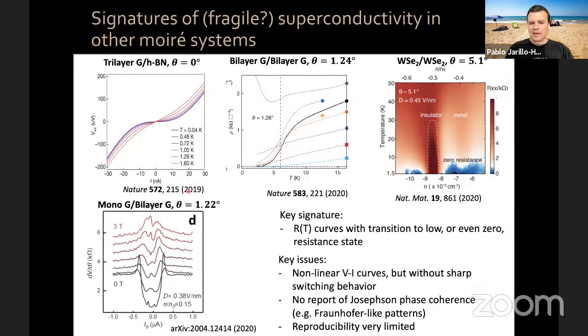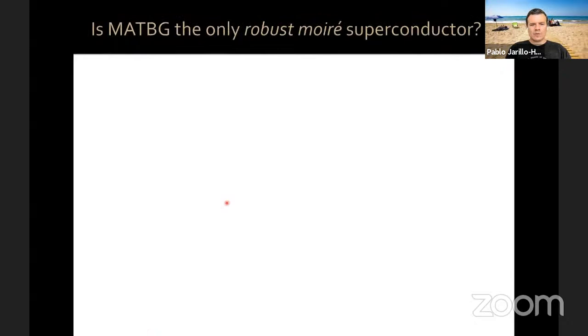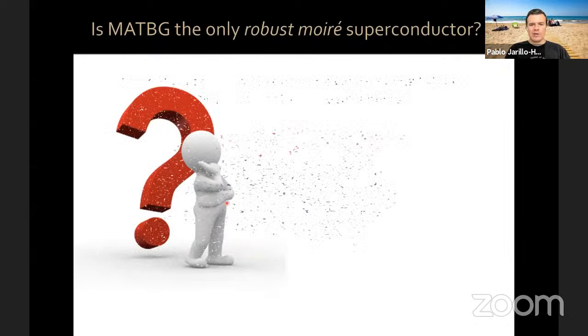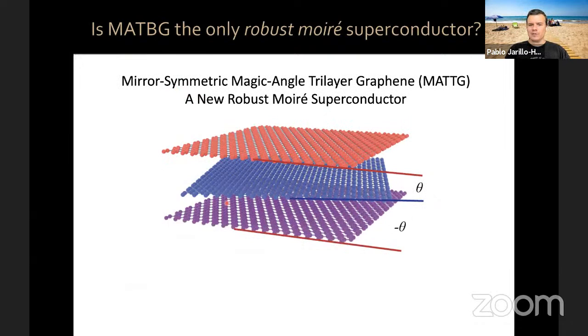So that led a lot of people to ask the question, okay, could it be that magic angle twisted bilayer graphene is the only robust Moiré superconductor? Okay. And as of a few months ago, we know that the answer is no, okay? There's at least one other robust Moiré superconductor, and that is mirror symmetric magic angle twisted trilayer graphene, so MATTG, okay, instead of MATBG, with a T here for trilayer.